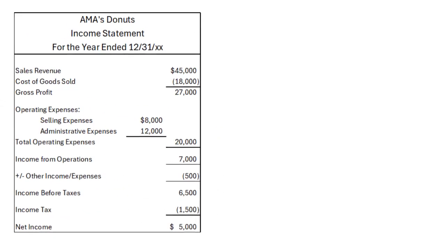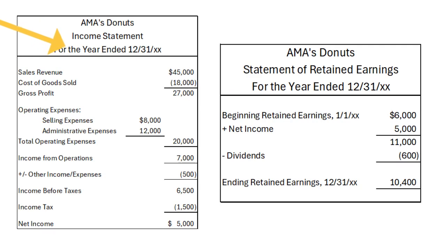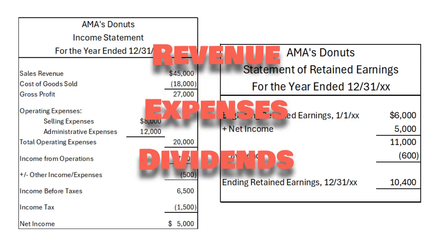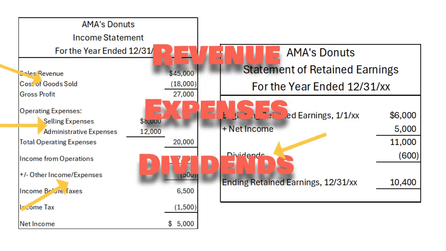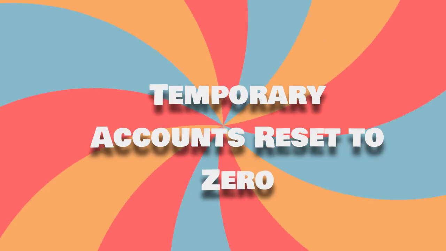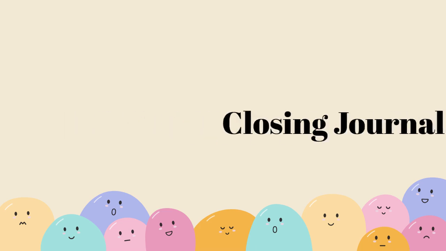Let's go back a couple of steps in the accounting cycle to the income statement and statement of retained earnings. The time period reflected on these statements is for the year ended December 31st. That means that these statements show cumulative data for the whole year that has passed. These are called temporary accounts and include all revenues, expenses, and dividends. So basically, every account on these statements. In order to start the next year with fresh numbers on January 1st, these temporary accounts must be reset to zero. Let's get started on the closing entries to make that happen.